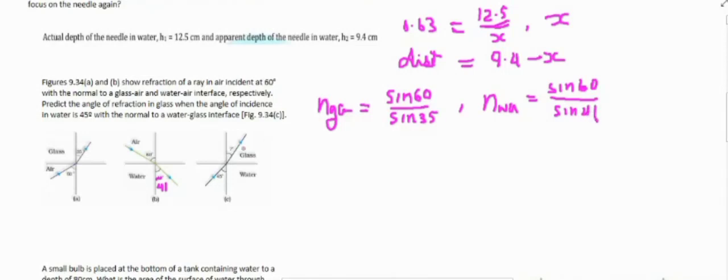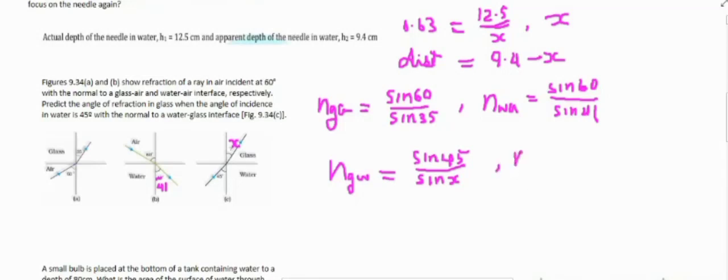Okay. Now third case, we don't know this angle, so you take this angle as x. Take the refractive index of glass with respect to water, is equal to, what do you get, you will get sine 45 divided by sine x.